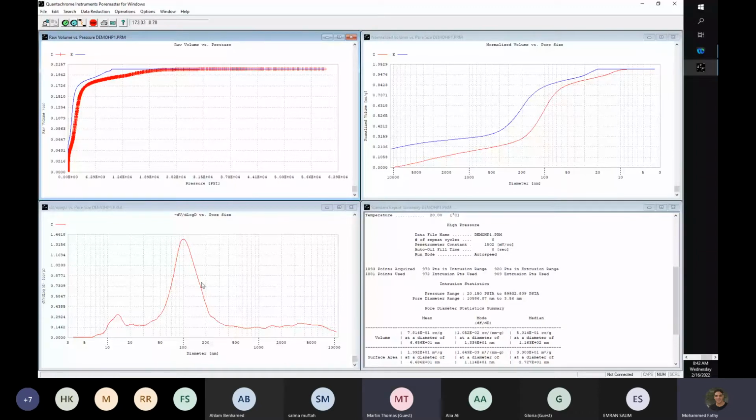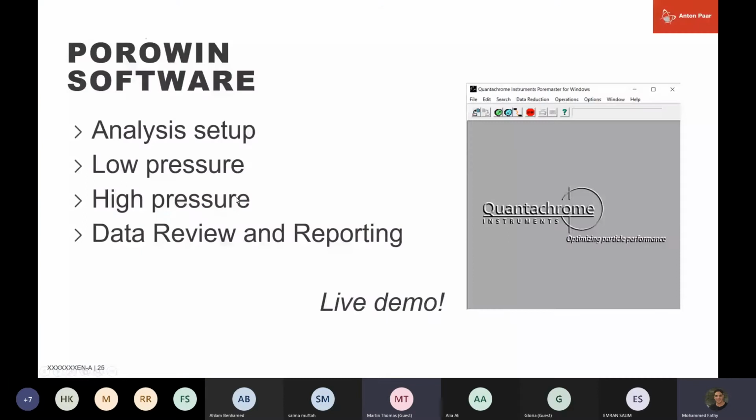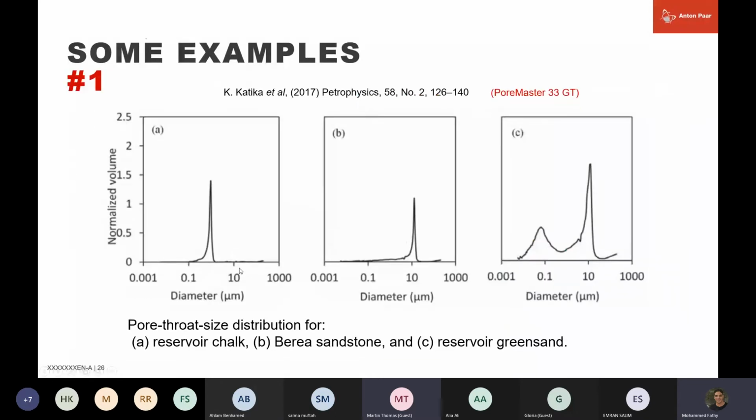I'm just going to minimize that down and go back to my presentation, and hopefully you can still see this, because what I want to do now is to look at some customer examples rather than looking at some of my files. We can look at what some of our customers have been running. Now these samples were run on a Poremaster 33 GT instrument. So this instrument only had the maximum capable pressure of 33,000 psi.